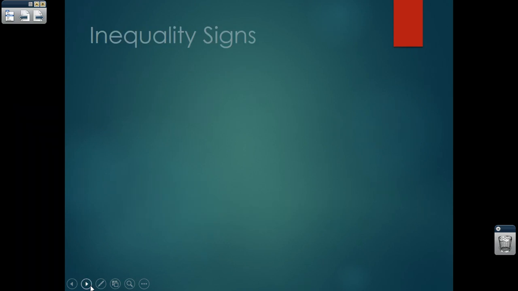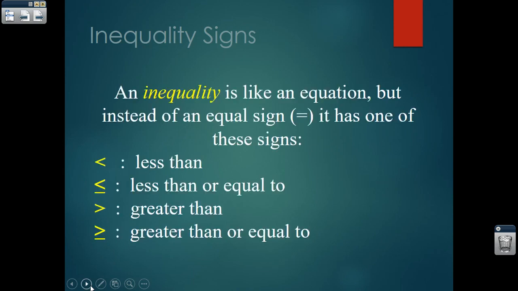Inequality signs. Now guys, these give people trouble. I got juniors right now that are struggling to remember what these are. So make sure that you pay attention and really study them, get to know them.